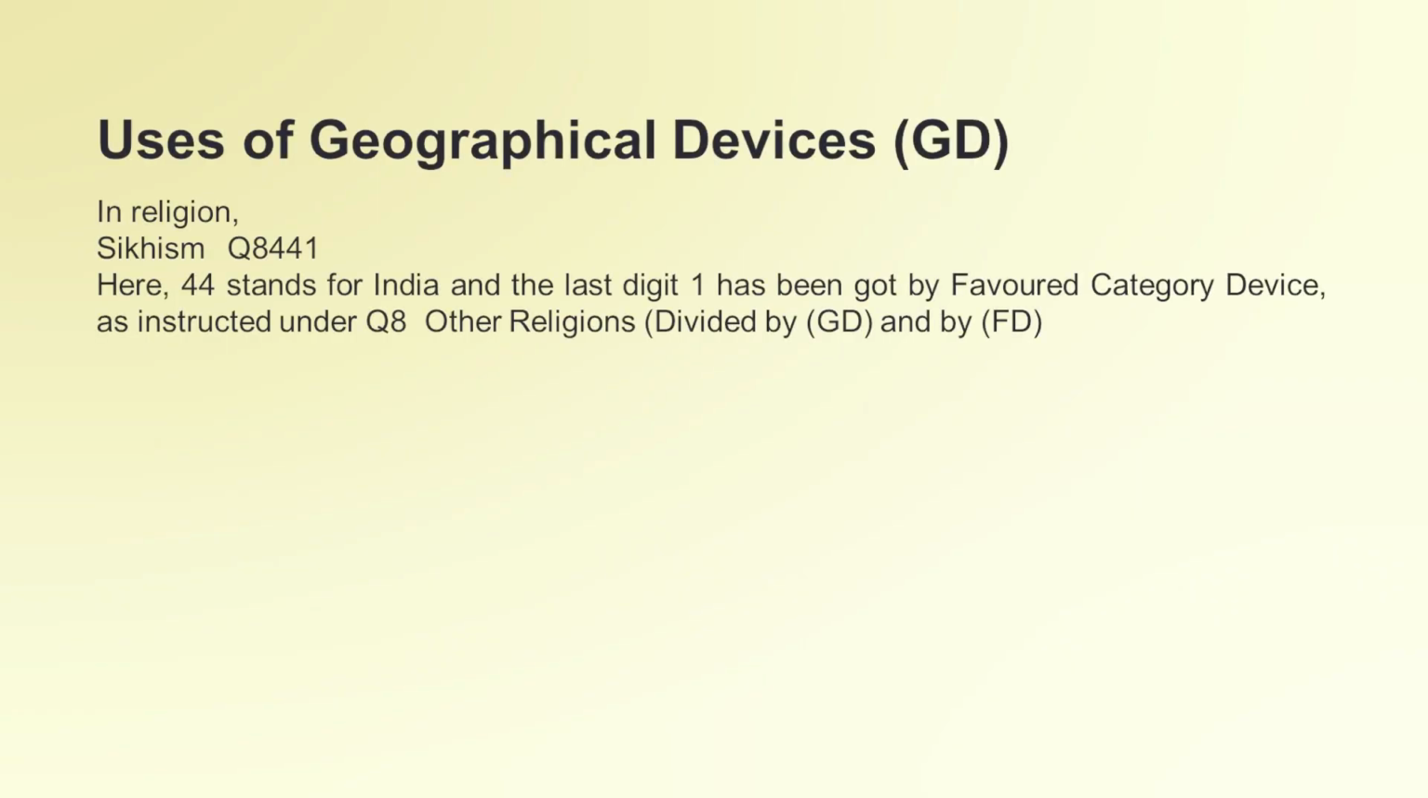In main class Q religion, the notation for the religion Sikhism is Q8441. Here 44 stands for India and the last digit 1 has been got by favored category device as instructed under Q8 other religions in the main class Q religion. And there we see an instruction that the other religions are to be divided by geographical device and favored category device.